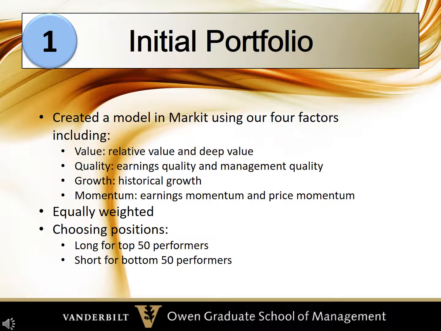We included an earnings momentum factor, which was the 3-month revision in earnings per share forecast, and a price momentum factor, which was the 24-month value at risk. We equally weighted each of the 7 factors I just listed based on our input from our advisor. Out of the stocks that the model gave us, we went long on the top 50 performers of our model and short for the bottom 50 performers.